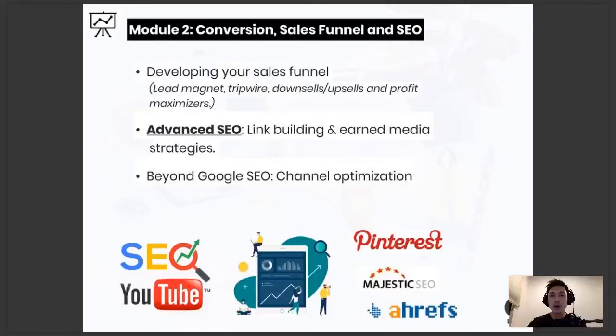We're also going to talk about advanced SEO, like I've mentioned. So how do we use different strategies to build links, and how do we earn media online? All right, advanced SEO, and also beyond Google SEO. Now, Google is not the only place you can do SEO. Like I mentioned earlier, you can do SEO on Pinterest, on Facebook, on YouTube, a lot of different places. And we're going to use tools like Majestic SEO. I'm going to teach you how to use tools like Ahrefs and all these industry-grade SEO tools.